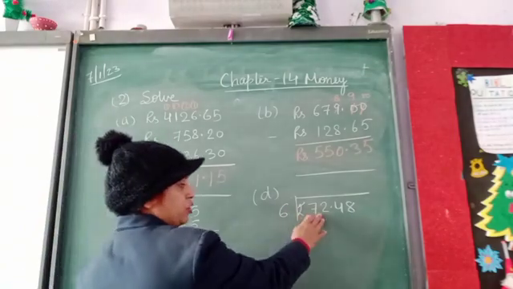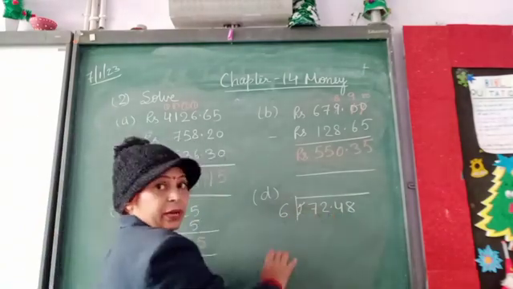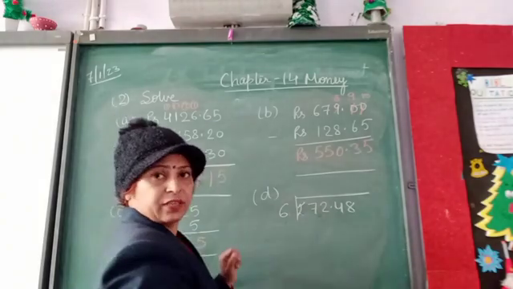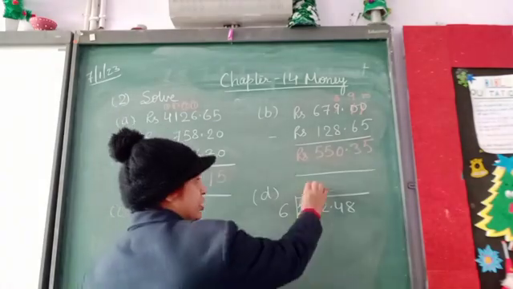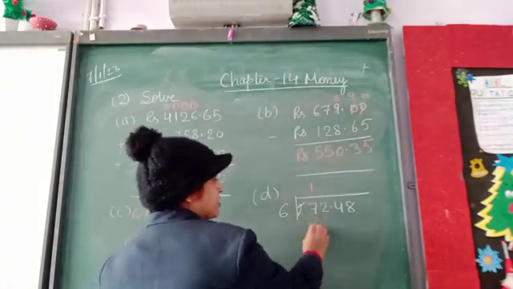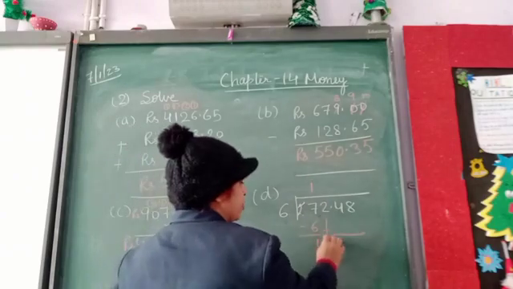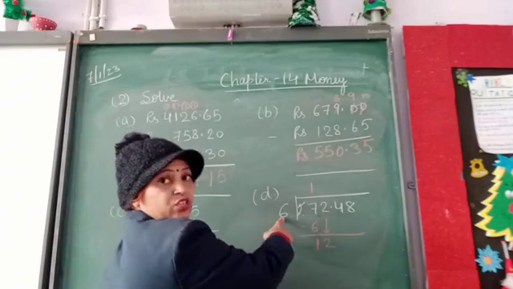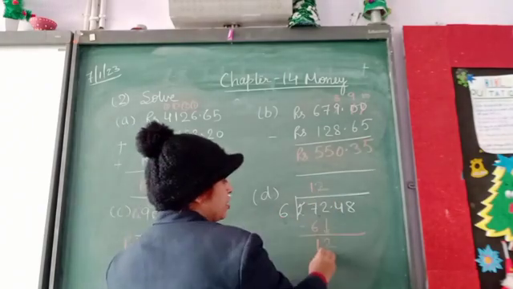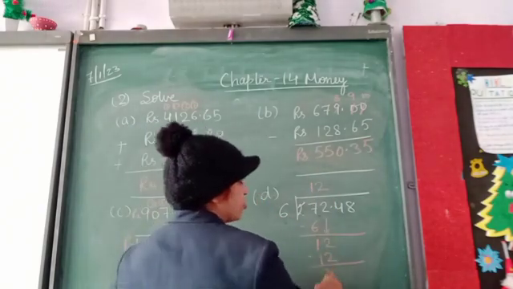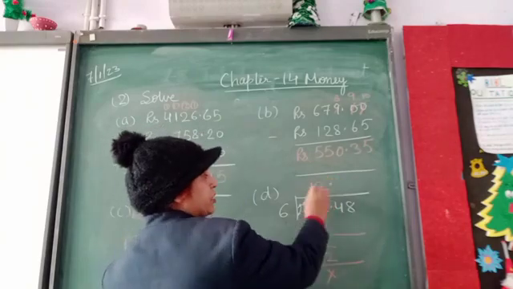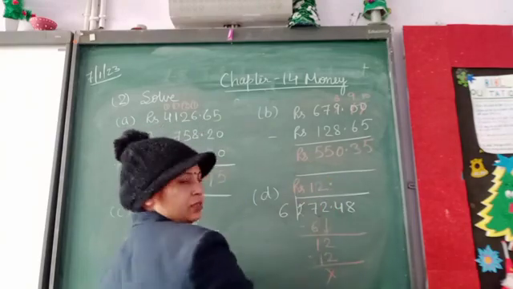Now 72 rupees 48 paisa you have to divide by 6. Now the first number 7 is greater than the divisor, so it will be 6 ones are 6. 7 minus 6 is 1. Then bring down another number, 12. 12 comes in the table of 6 two times. So 6 2s are 12. It has also come. Then the point is there. Put the point.